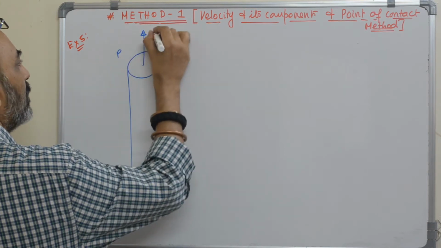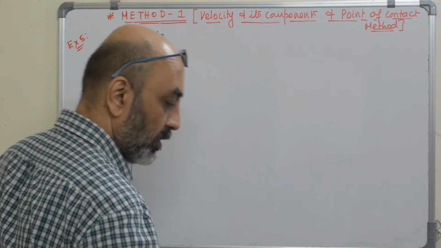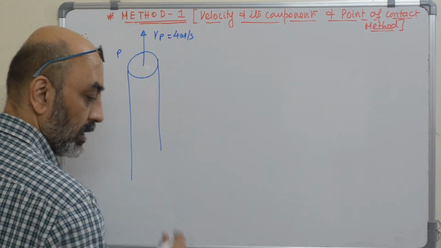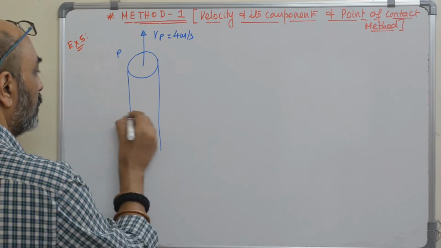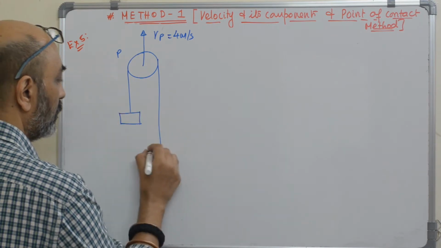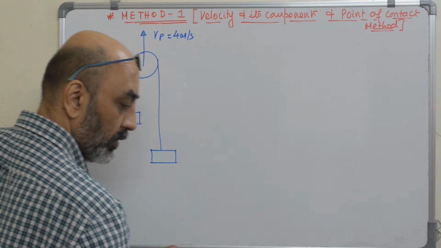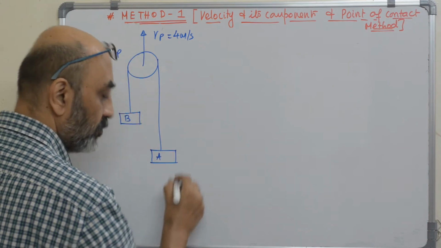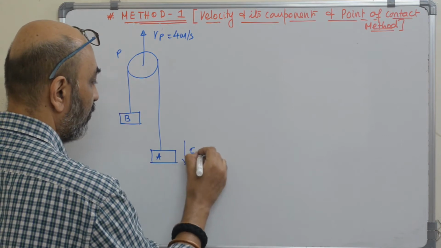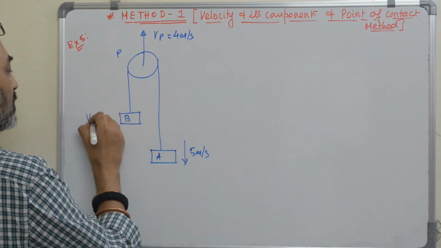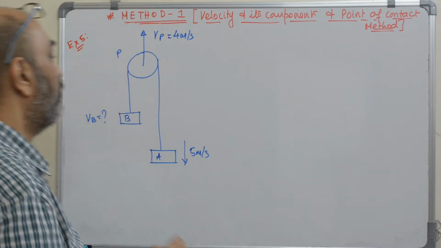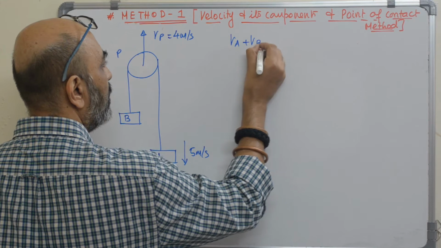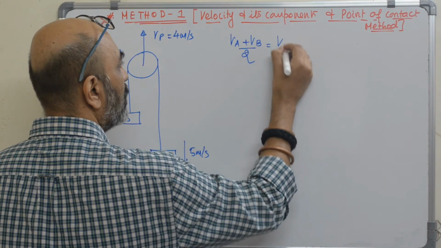The pulley is moving up with a speed of 4 meter per second, and we have A over here, we have B over here. A is moving down with a speed of 5 meter per second. The question is, what is the velocity of B? Now, what is the formula? The formula is (VA + VB)/2 = VP.